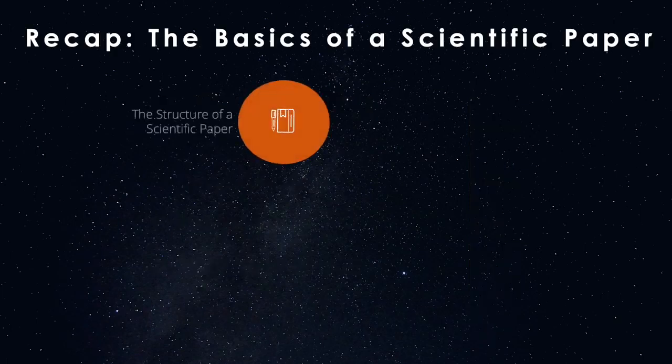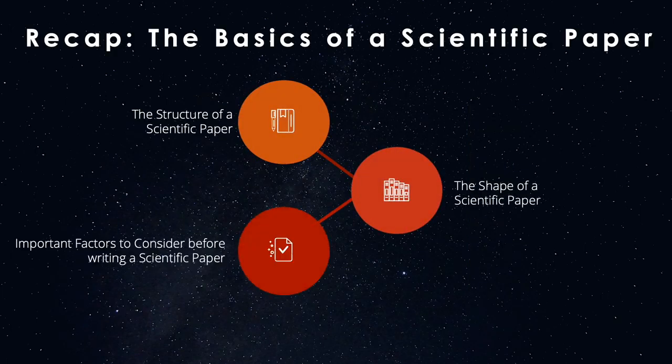To recap, in this video, we looked at the basics of a scientific paper. We saw that IMRAD is the basic organizational structure of a scientific paper, which is often modified to suit the journal. We then looked at the hourglass shape of a scientific paper, which starts off broadly looking at the knowledge gaps in the field, narrowing down to the specific experiment and results, and then broadening out again to show how the findings contribute to the field. Finally, we looked at 6 important factors to consider before starting to write your paper.